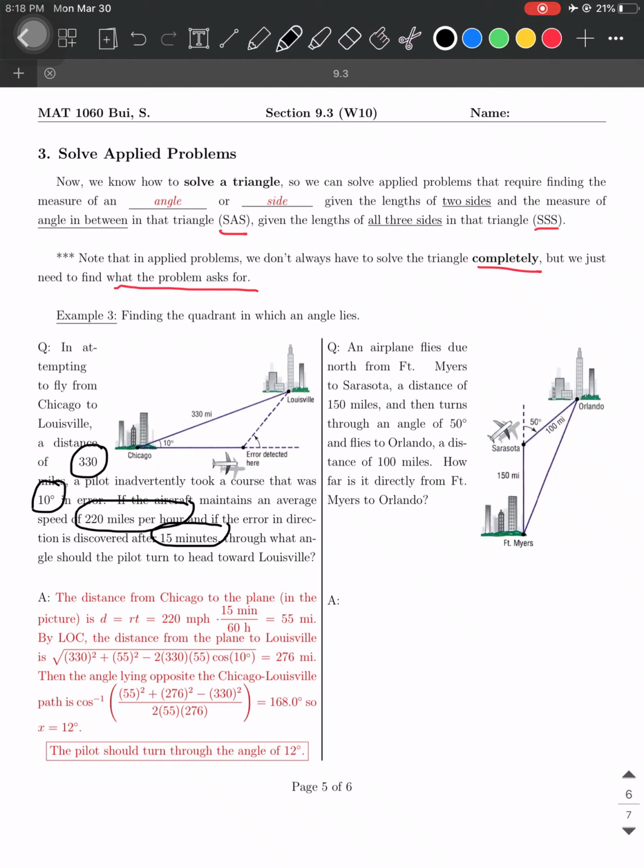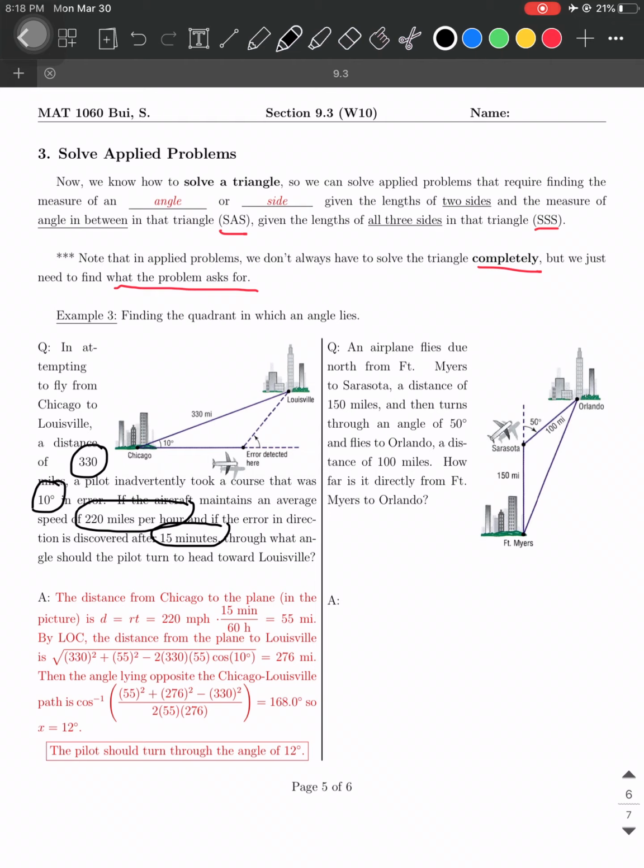So again, if you don't use up all the data or all the numbers that the problem gives you, you might want to go back and double check your solution to make sure that you capture them all, because if you fail to use all of them, chances are your solution is wrong, okay?